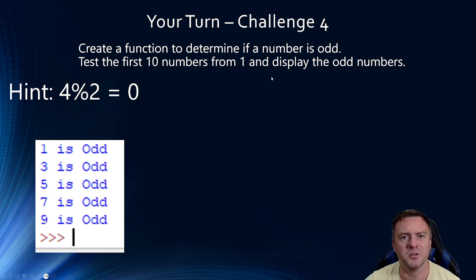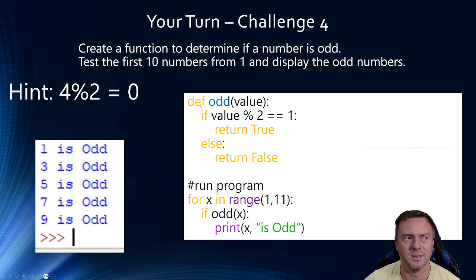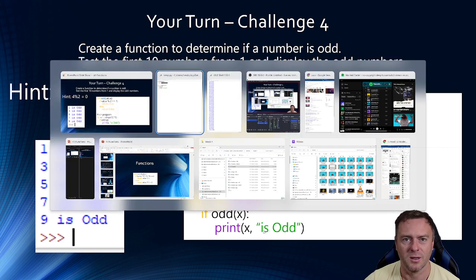Cool. So make sure you've changed the name of the function to odd. Hope you've enjoyed that. It shouldn't have been that hard. So now, instead of what you did before, you go def odd value, and then if value % 2 is equal to 1 instead of 0, return true, else return false. And then for x in range 1 to 11, if odd of x, print x is odd.